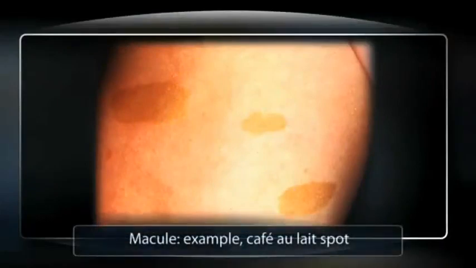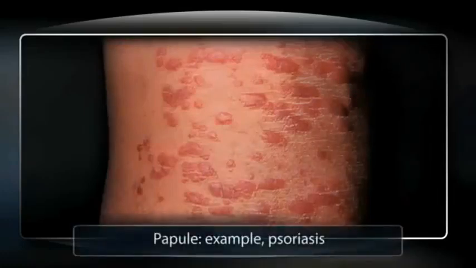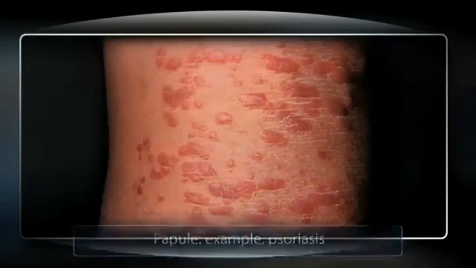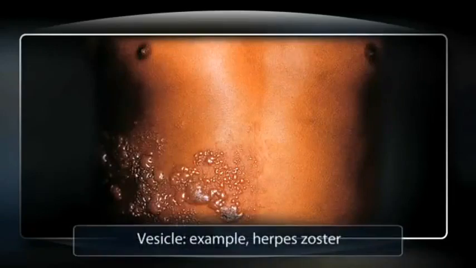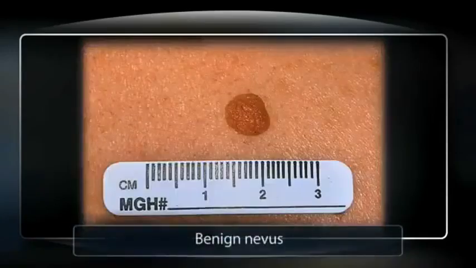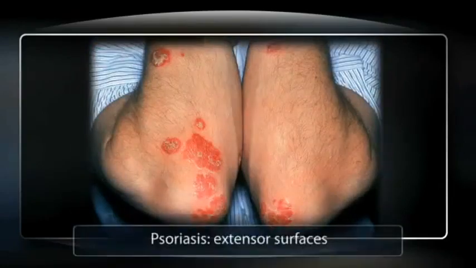Describe the type of lesion. Is it a macule or flat on the skin surface, like a café au lait spot? Is it raised, or a papule seen in psoriasis? Is it a vesicle that is palpable and fluid-filled, or a nevus or pigmented lesion? If possible, find and inspect representative and recent lesions that have not been traumatized by scratching or otherwise altered.